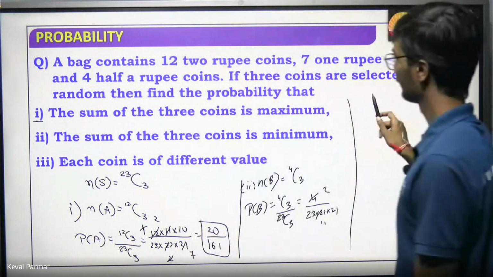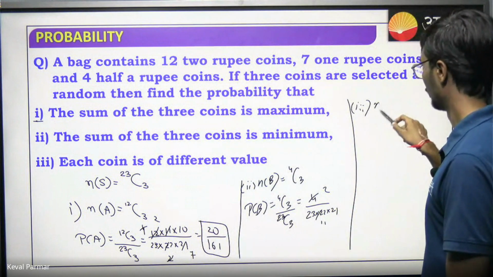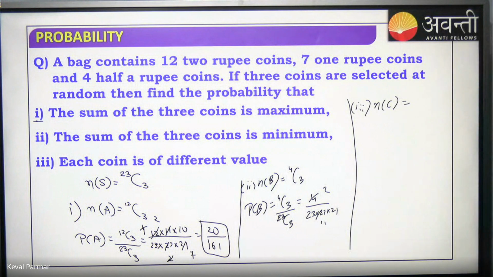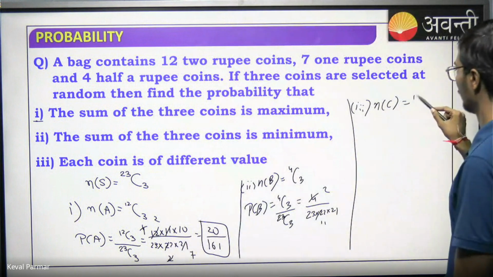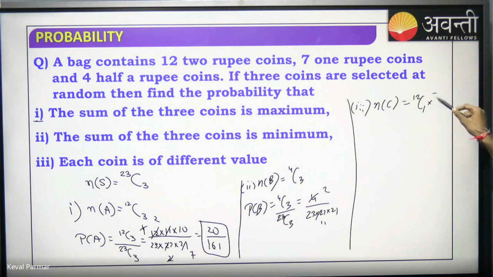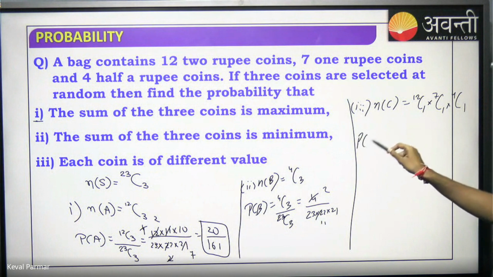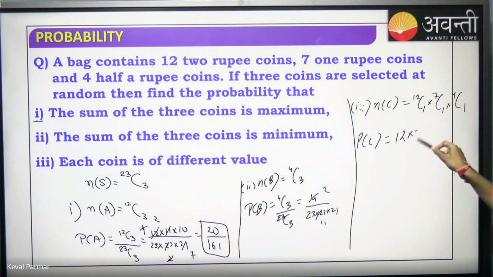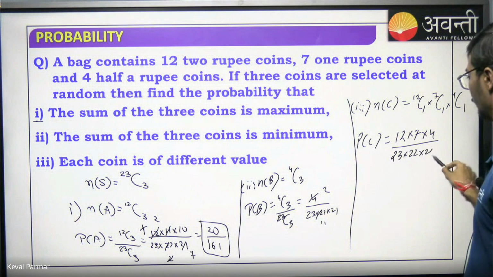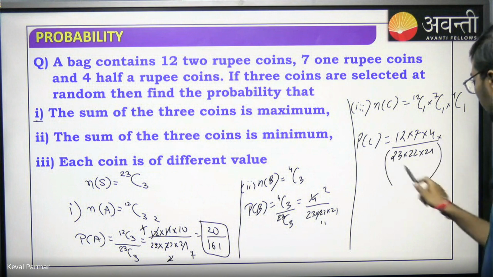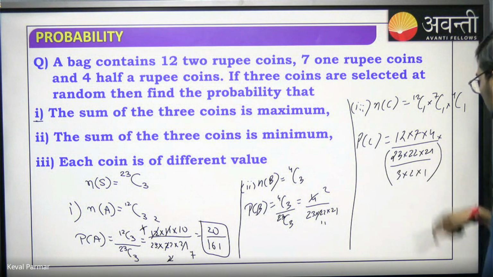And the last case, which is the third one. Let's say it is event C. Each coin is of different value. Okay. So I need to select one coin from each. So out of 12, I'll select one. Then out of 7, I'll select one. And then out of 4, I'll select one. What will be P of C? This, which is 12 into 7 into 4 upon 23c3. So 23 into 22 into 21 upon, में क्या आएगा, 3 into 2 into 1. Correct?